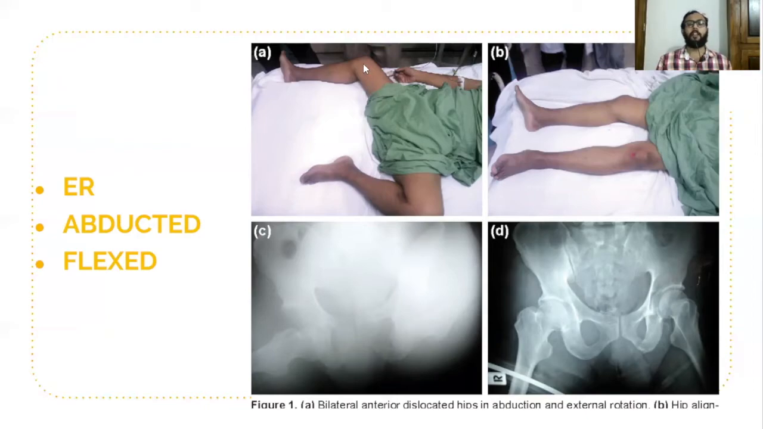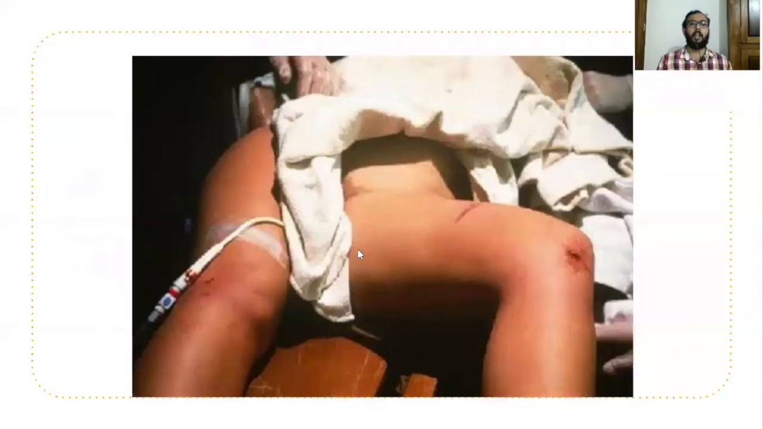This is the attitude of anterior dislocation, which is externally rotated. This is bilateral anterior dislocation, which is externally rotated, flexed, and abducted. Here in the X-ray, you can see the head of the femur is anteriorly displaced. This is the normal X-ray after reduction, and here the attitude is normal. The attitude is external rotation, abducted, and flexed.